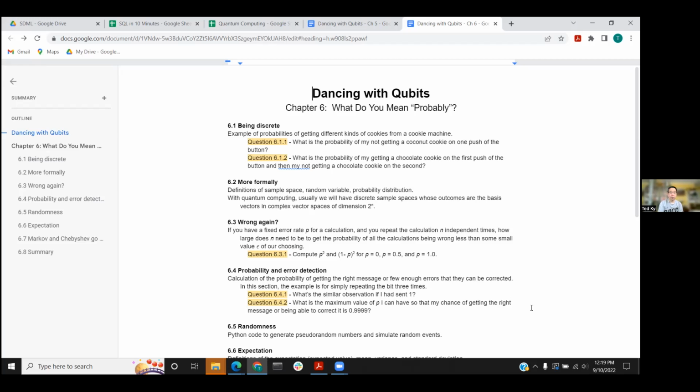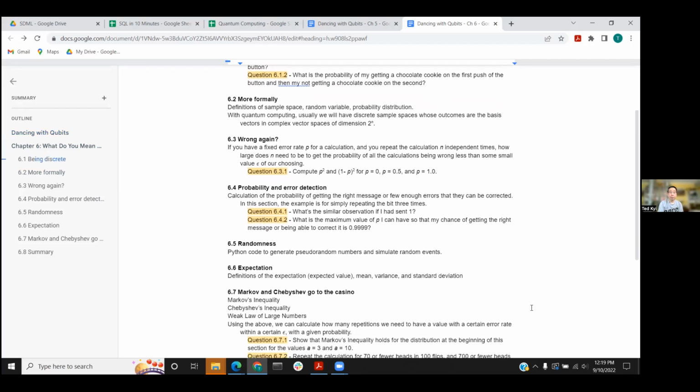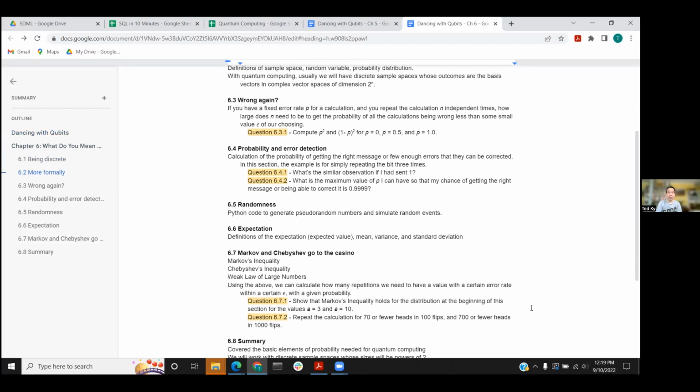So section 6.4 is now the probability of getting the message right. There were few enough errors that they can be corrected. One of the things that's slightly different in this section is dealing with the fact that if you send something three times, if it gets garbled twice, then you're probably going to lose, right? If you send something seven times, if it gets garbled four times, you might lose. I don't know if lose is the right technical term.